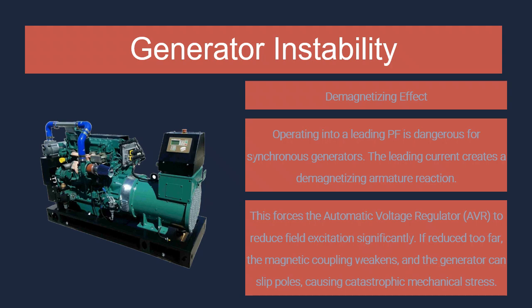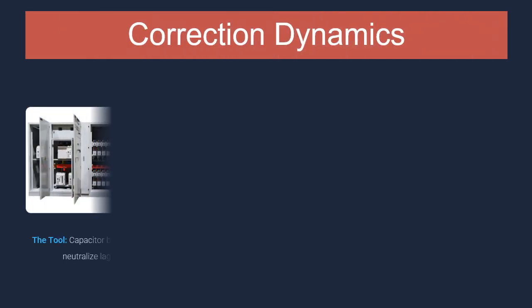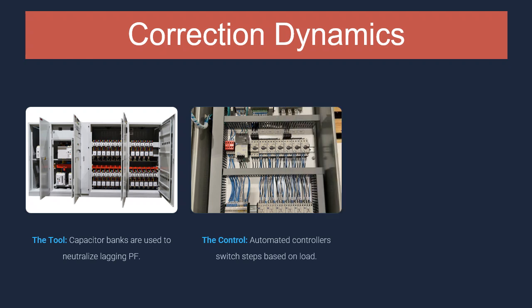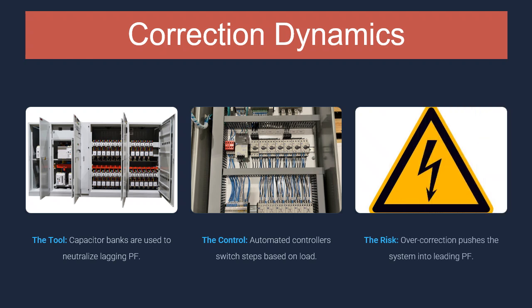Correction dynamics. The goal of power factor correction is to offset the system's primary reactive load. Capacitor banks are the tool used to neutralize lagging PF. Automated controllers carefully switch capacitor steps in or out based on real-time load measurements. However, the constant risk is overcorrection, which pushes the system into an unstable leading state.